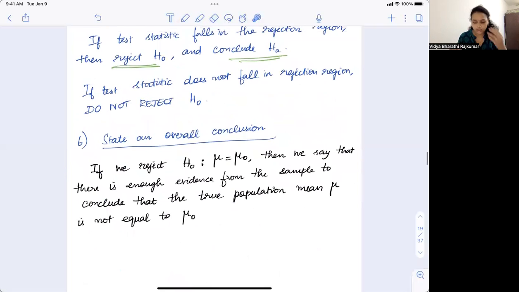And then the overall conclusion is that if you happen to reject your null, there is enough evidence to say that there is a statistically significant effect here, that there's enough evidence from the sample to conclude that the population mean is not equal to mu naught. There is statistically a significant effect, which is leading us to reject the null. So that's how you conduct a hypothesis test.